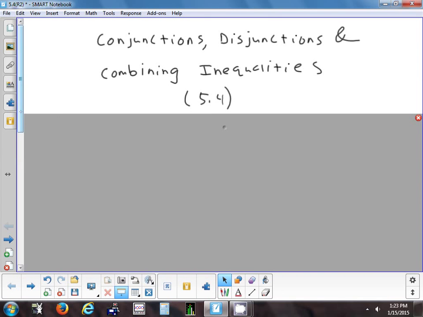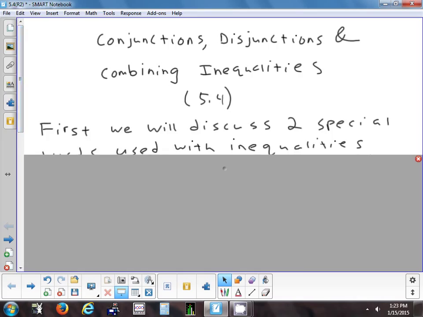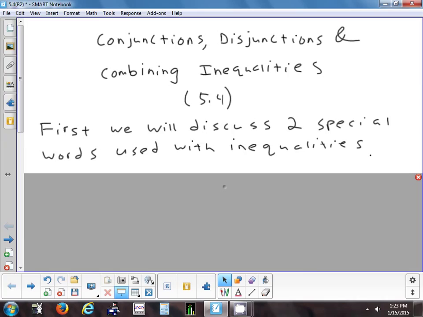All right, so we're going to take a look at section 5.4. Your test tomorrow is going to cover sections 5.1, which we reviewed Tuesday, 5.2, which we did yesterday, and what we're doing right now. Not 5.3? Nope, not 5.3.